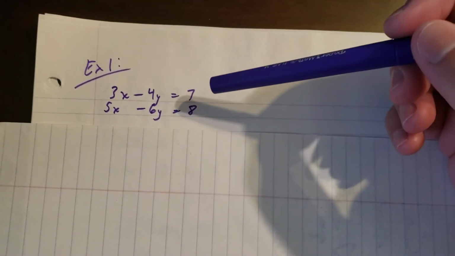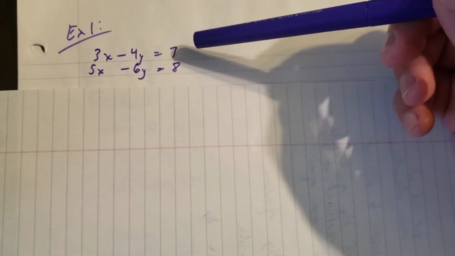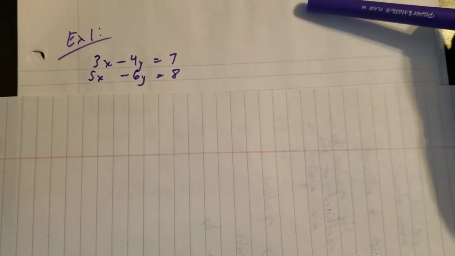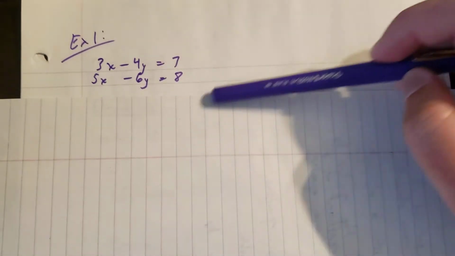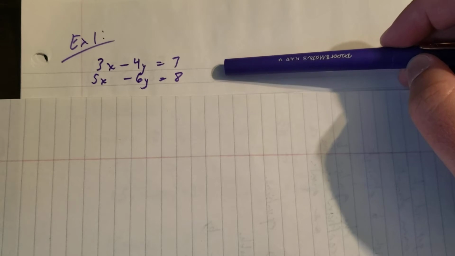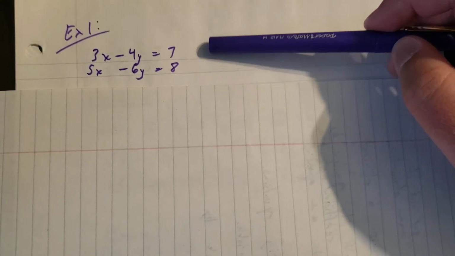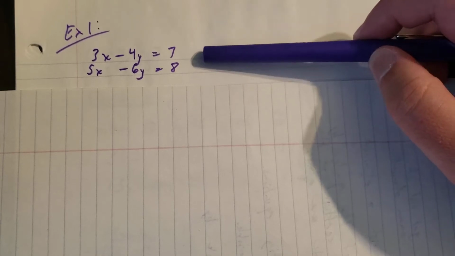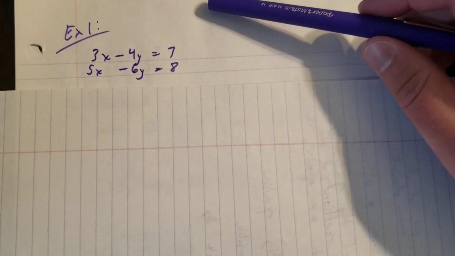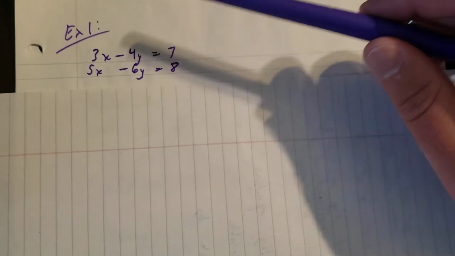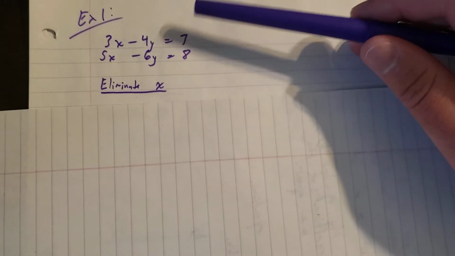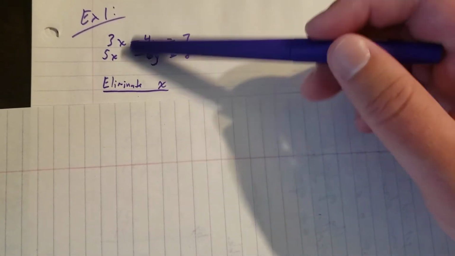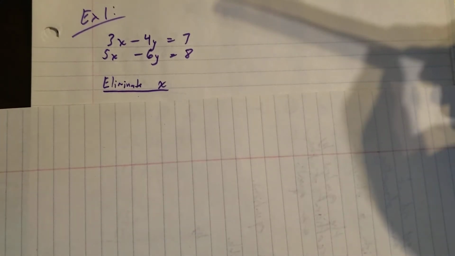Okay, so I've got 3x minus 4y equals 7 and 5x minus 6y equals 8. I don't see any fractions here, so I don't need to worry about getting rid of them. Now I'm going to choose which variable I want to eliminate. It doesn't really matter if I eliminate x or y; the process is still going to be very similar. So I'm going to choose for now to eliminate x.